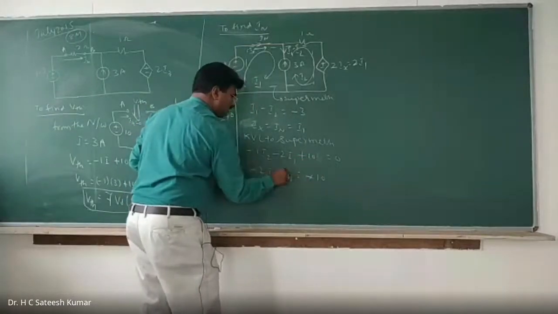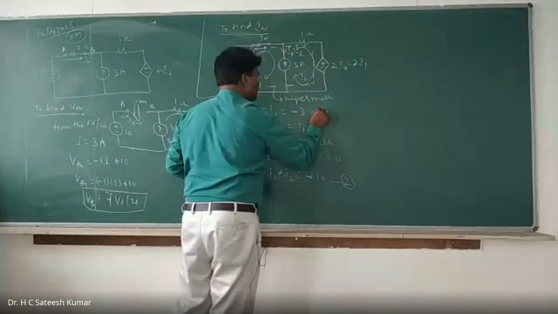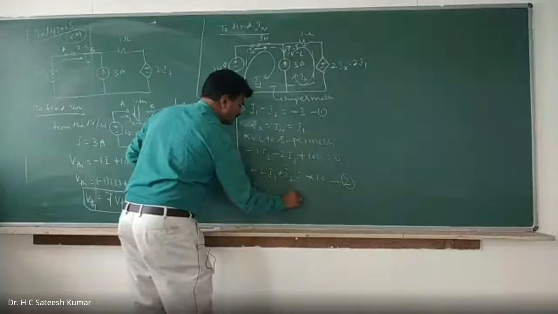Minus 10, minus gets cancelled. Call this equation number 2 and call this equation number 1. Tell me the values of I1 and I2.